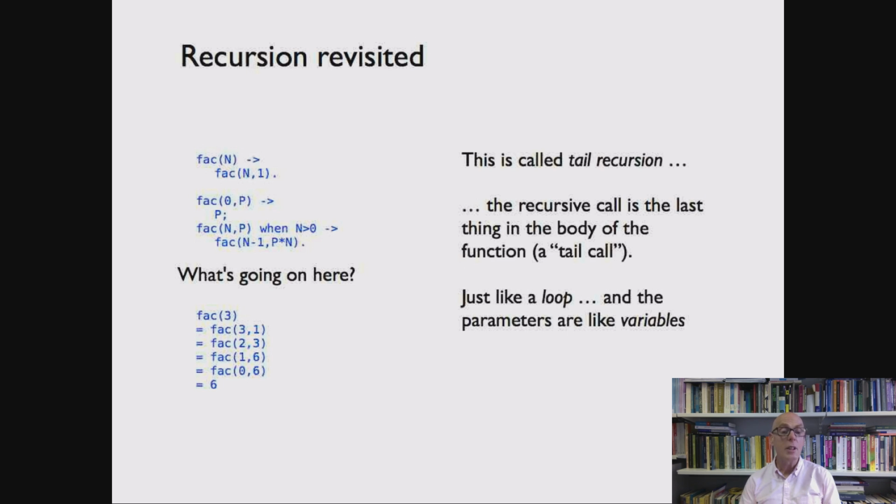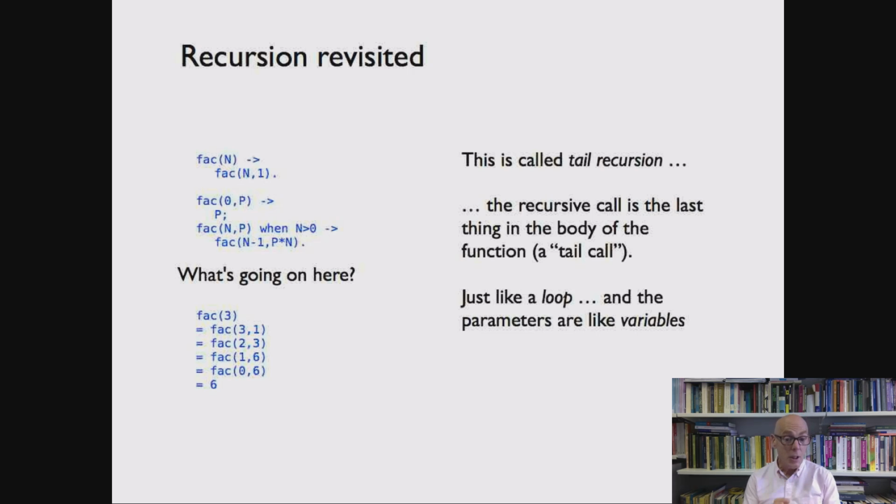The parameters act like variables, and as I said, this extra parameter here is what's called an accumulator, and that's the place that we store the result so far. So it starts off being 1, and then we multiply it by 3, and then by 2, and then by 1, and we get the final result 6. So it's much more operational. To understand what's going on here, we have to understand the operational behaviour of this function.